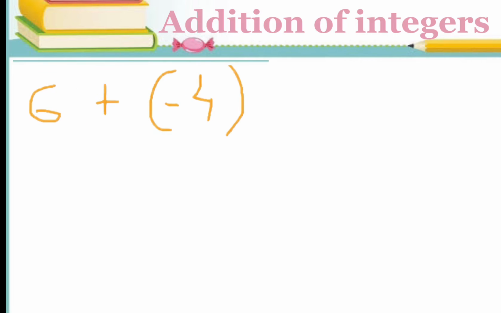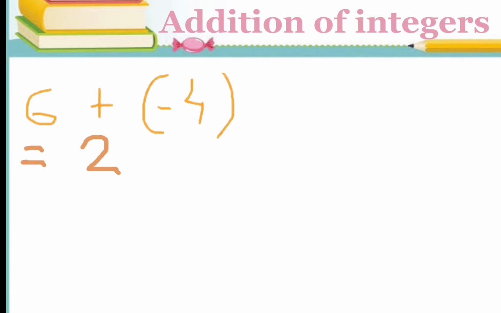For example, we have to add 6 with minus 4. So here what will be your answer? When we open the brackets of minus 4, we get plus and minus. Plus and minus becomes minus. So here the operation which we are going to do is subtraction. After subtracting, we get 2 as the answer. As we can see, 6 is the greater value which has positive sign. So the answer is also positive, that is 2.